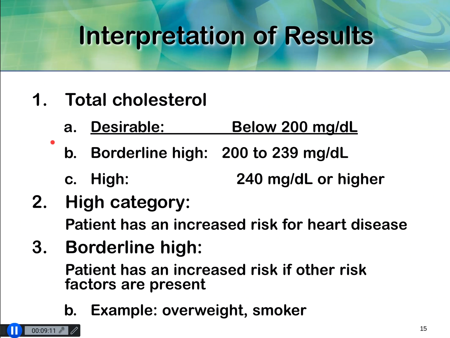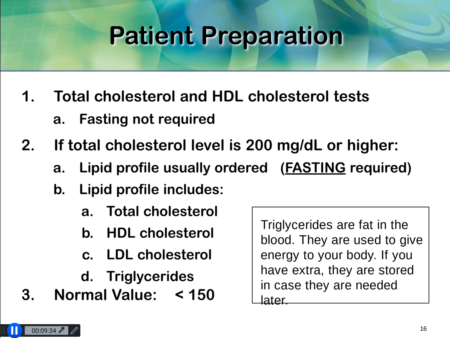The high category means that the patient has an increased risk for heart disease. Borderline high means there's going to be an increased risk if other risk factors are present, such as if the person is overweight or a smoker, or if they have a family history of heart disease. Other things also increase the risk, like diabetes and high blood pressure, lots of things actually.